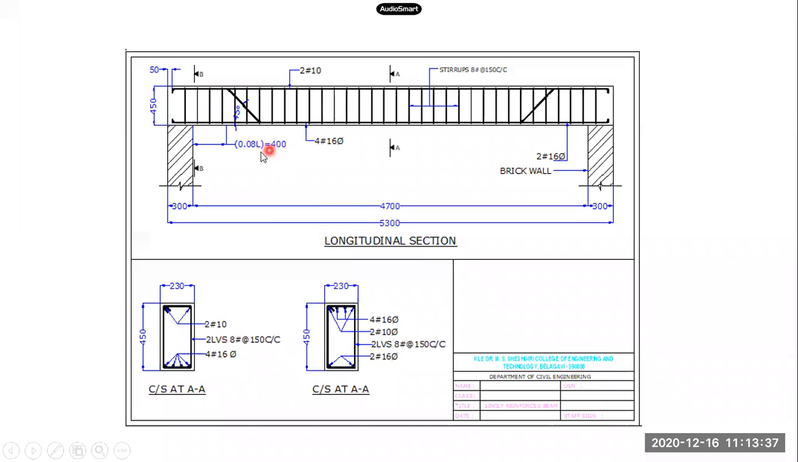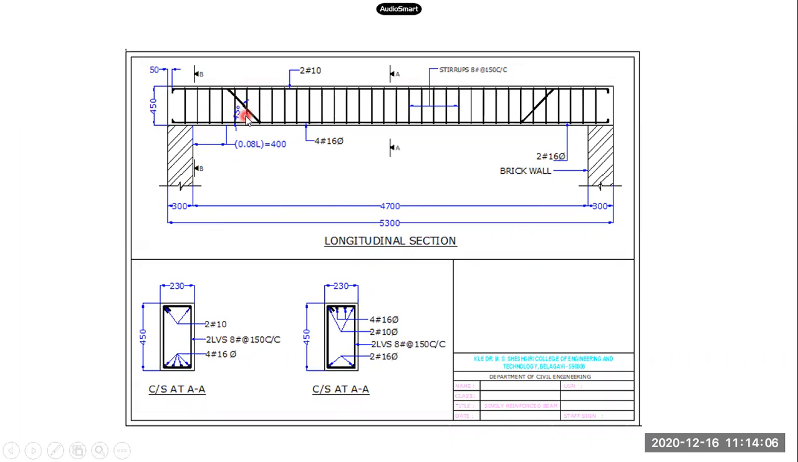So you need to calculate how much that comes out. In this case, 0.08 into this will be 5 meter. That is the center to center distance between the supports: 4700 plus 300 by 2 plus 300 by 2. That is 4700 plus 300, which comes out as 5000. So 0.08 into 5000 will come out to be 400 mm. So after this distance, I'll not take up this bent up.